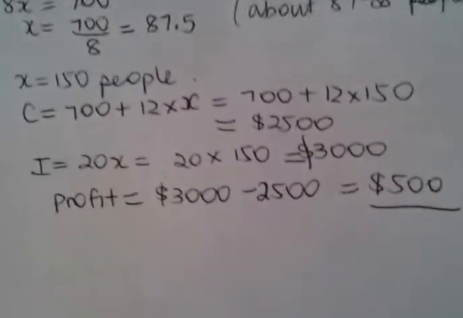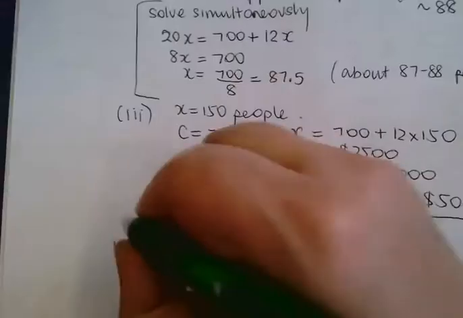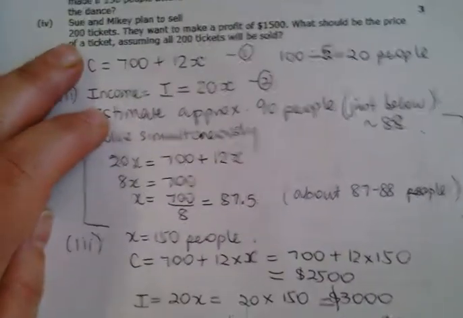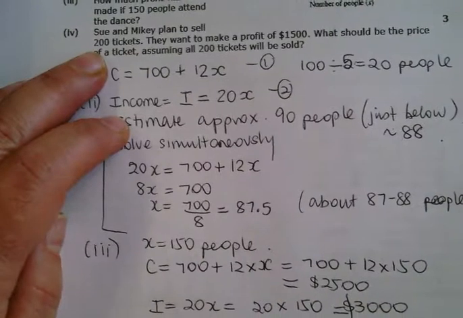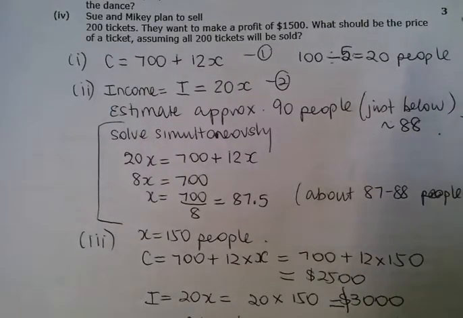So from the graph, it's about 500. From the formula, it's exactly 500. So it looks like the graph would have been okay. And part 4 says, Sue and Mikey plan to sell 200 tickets. They want to make a profit of $1,500. We've got to be careful here. This one's worth 3 marks. Involves a bit of work.